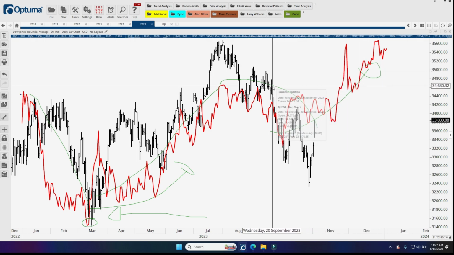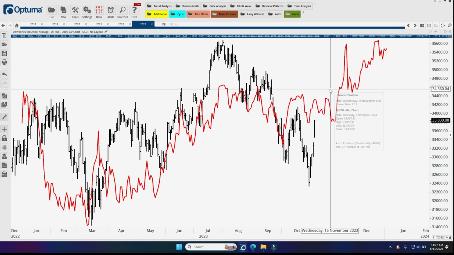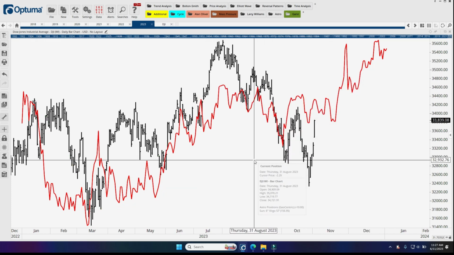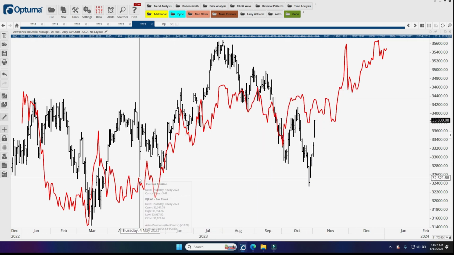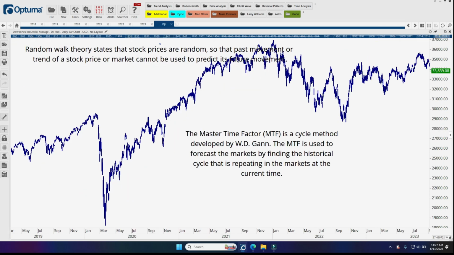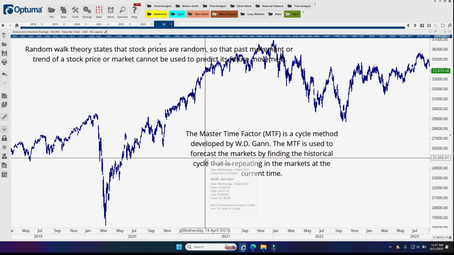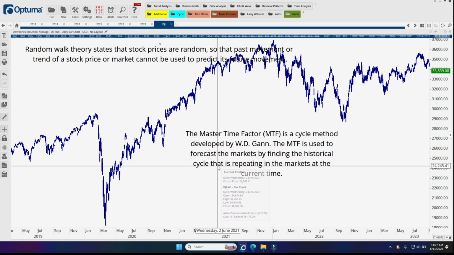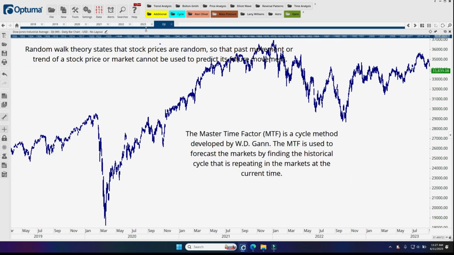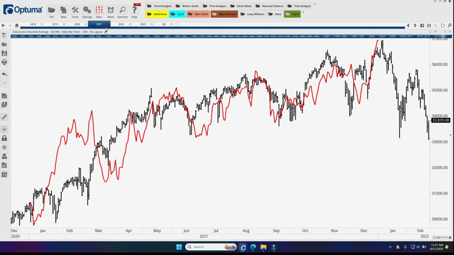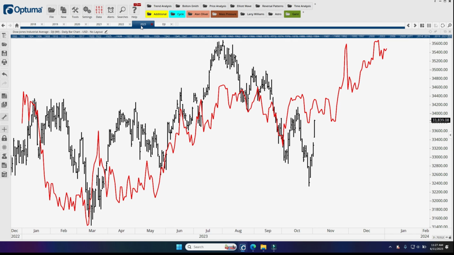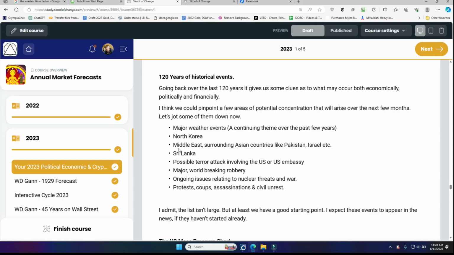And that is why in many of my videos, I've suggested that possibly we're going to get rising prices into the end of the year. Okay? So now you know why I'm thinking what I'm thinking, and it's because we're using Gann's master time factor. And again, we're using it to forecast the markets by finding the historical cycle that is repeating in the markets at the current time. So this is Gann's master time factor. You can use it in the stock market, you can use it in the commodity market, and you can use it to forecast world trends.